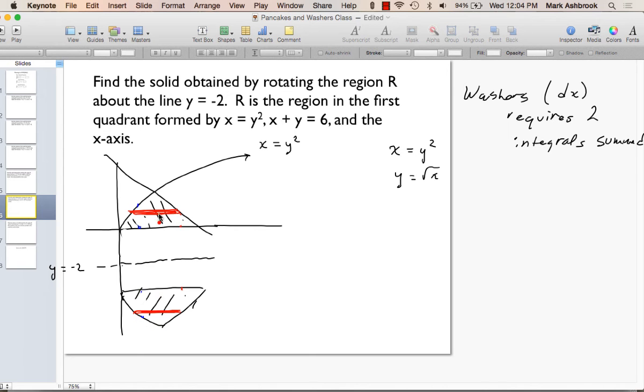Does this typical shell cover the whole solid? Do we only need one typical shell to get the whole solid? Yes. Do you see that? Because the bottom edge, the bottom of the height, will always be this curve, and the top of the shell will always be this line for all the shells. So in this case, shells dy needs only one integral.